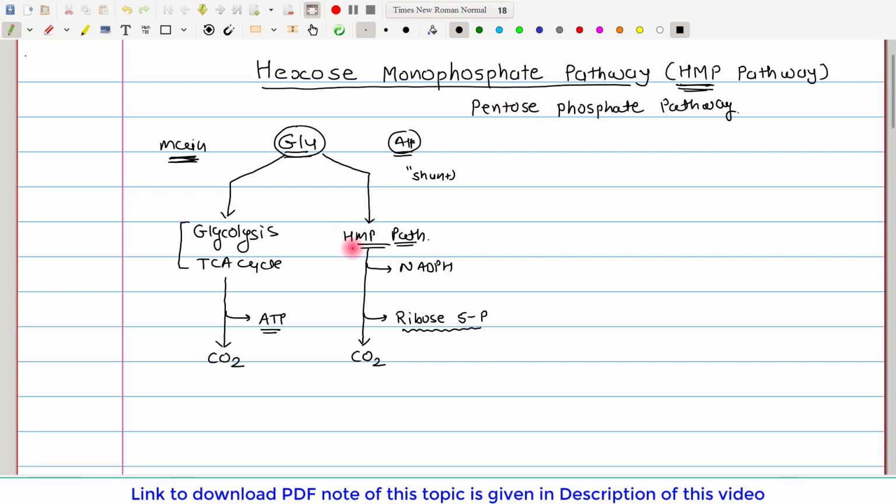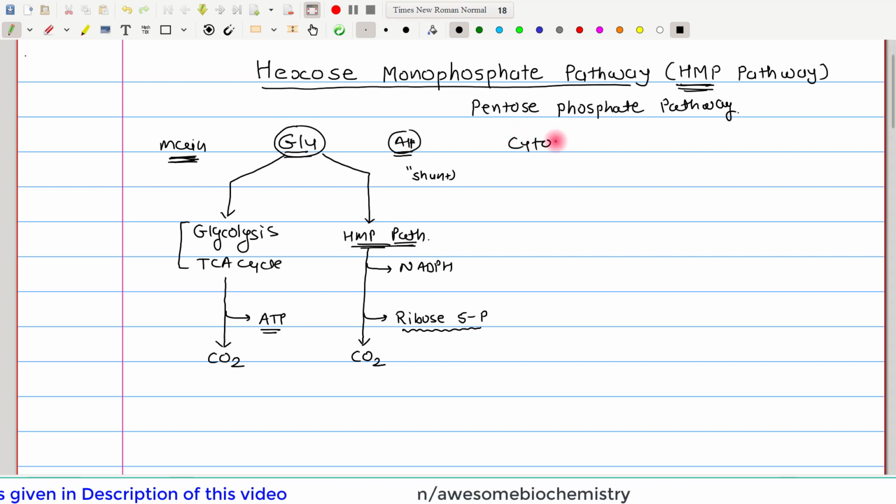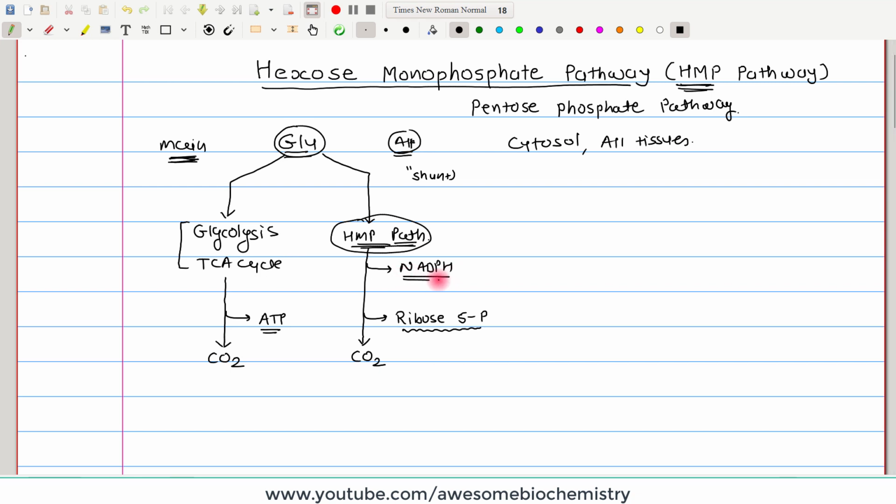Now, if we talk about the location of this pathway, it occurs in the cytosol fraction of the cell. And at the tissue level, this pathway occurs in all the tissues. However, in some tissues, the HMP pathway is more active. What are these tissues? To understand this, first we need to understand which tissues require more NADPH and more ribose 5-phosphate.